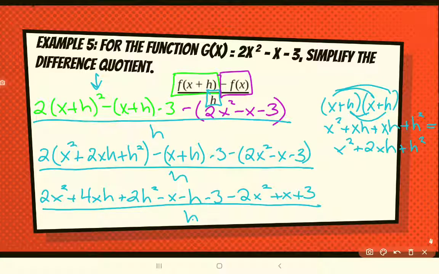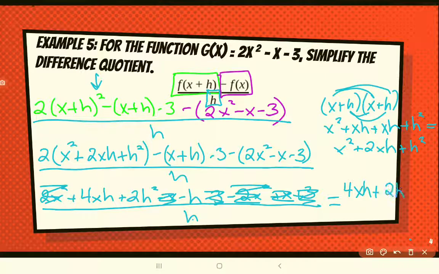Okay, now that we've taken care of all of our distributing, what can I cancel out? Well, the 2x squareds are gone. The negative 3 and the plus 3, those are gone. Minus x and plus x, those are gone. So what do I have left? Well, let's see here. I have a 4xh. And I have a 2h squared. And a minus h on top. And then I have an h on the bottom.